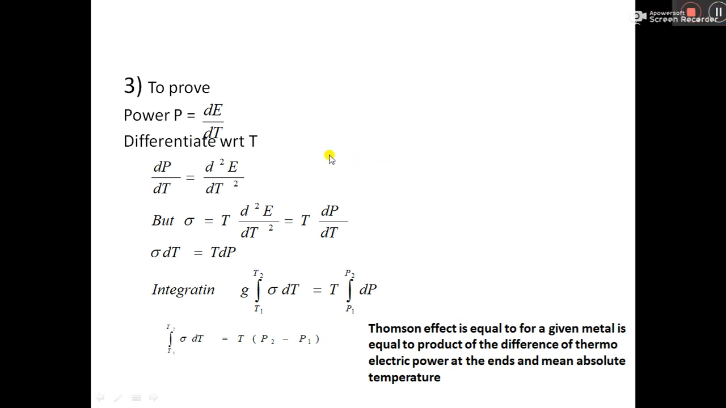To prove integral T1 to T2 of sigma dt is equal to T of P2 minus P1. Let us take the thermoelectric power P is equal to dE by dt. Differentiate with respect to T. So dP by dt is equal to d square E by dt square. But sigma is equal to T into d square E by dt square, so we can write sigma as T into dP by dt.